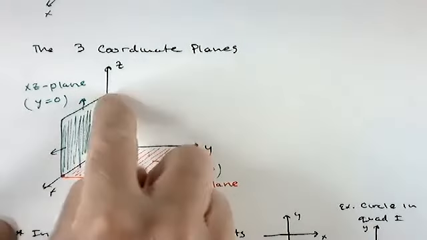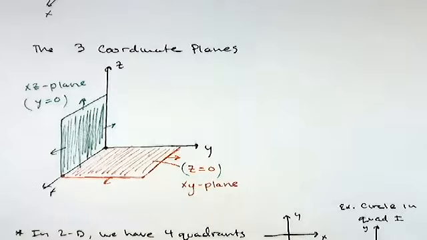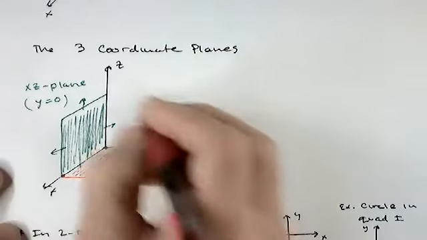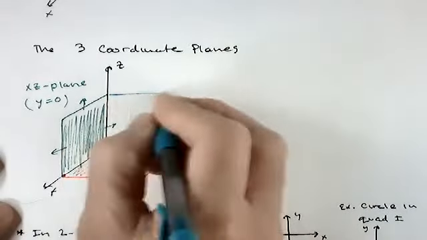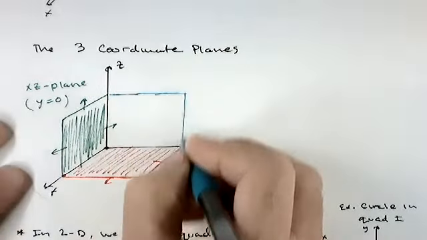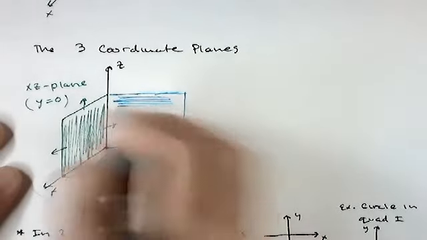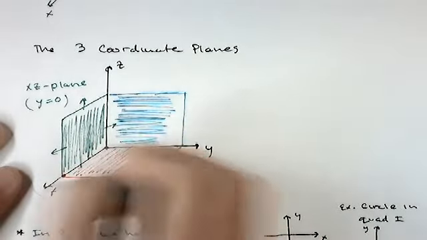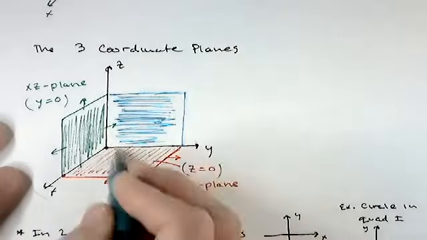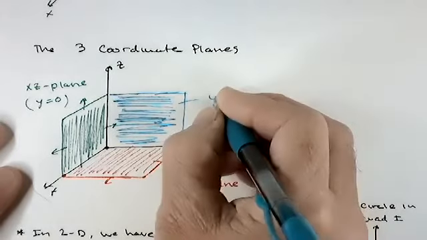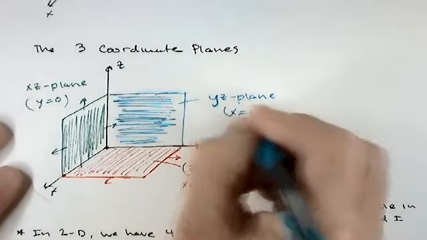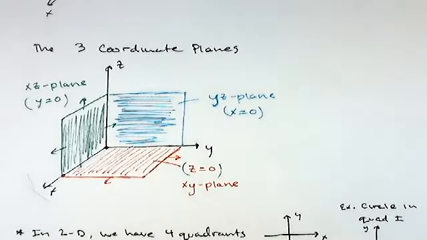Okay, and then the back wall over here, let's see, do I have another color that might be distinguishable? Here's a light blue. This plane right here, the back wall, is the YZ plane, otherwise known as X equals 0. So you'll often hear references to the XY plane.